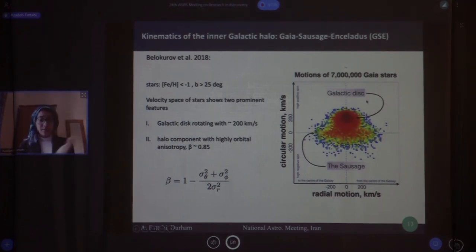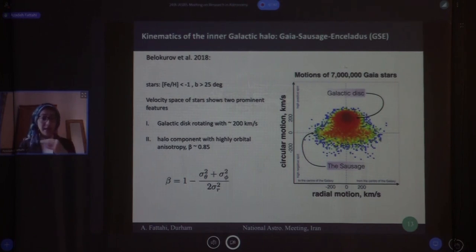What came out quite strikingly, I think even with Gaia DR1, is when we plot the radial motions. Here you're looking at the circular motion on the x-axis. This is the circular motion of stars in the Milky Way versus radial motion. We can clearly see two different components.